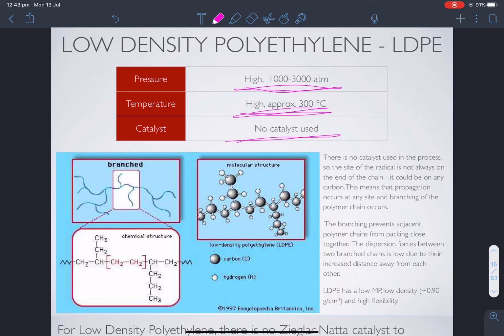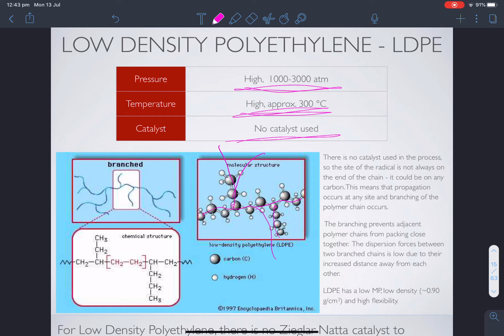And what that means is you're going to build, not from the end of the chain, could be, probability-wise, a little bit, but more than likely in the middle of the chain. And what ends up happening is, as propagation occurs at any site along the chain, you get a branching polymer. You get a polymer that may have a main chain, but you're getting branches off there. And so these branches, when we're talking about consecutive chains, two branching chains trying to come together find it hard to do so because of all the branches.